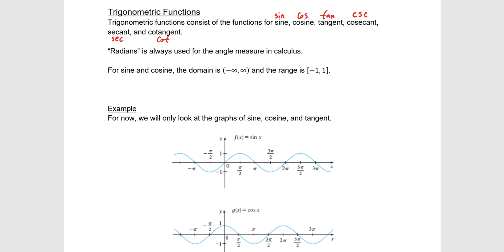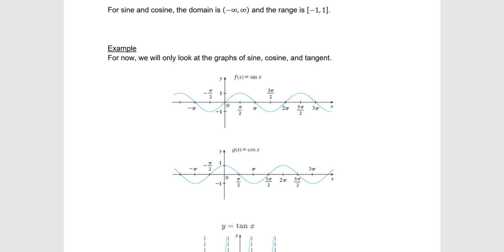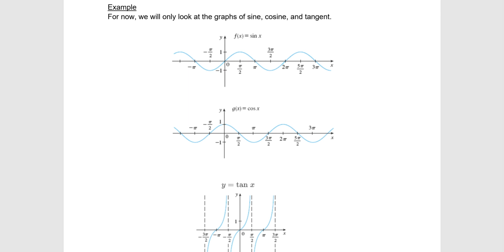All right, radians. So onto radians, and hopefully we all remember radian measure. Radians is always used for angle measure in calculus. So we're not going to be using degrees, we're only going to be using radians for calculus. And for sine and cosine, the domain is negative infinity to infinity, and the range is -1 to 1, including -1 and 1. I only have the graphs of sine, cosine, and tangent here. I recommend looking up the other three as well.